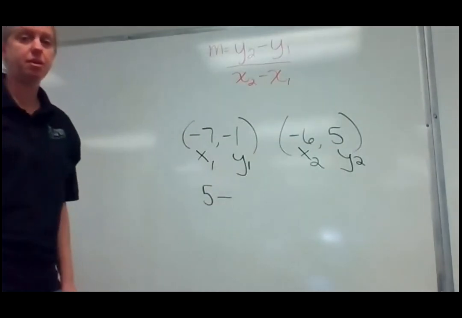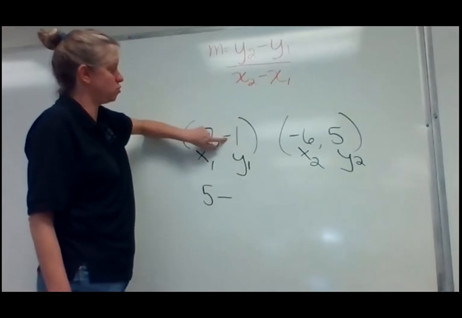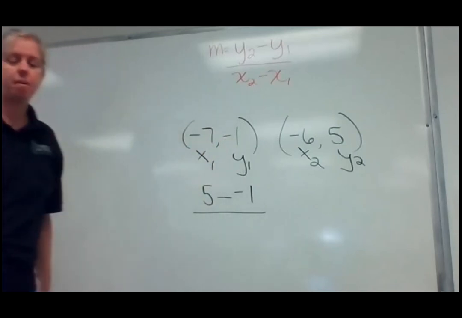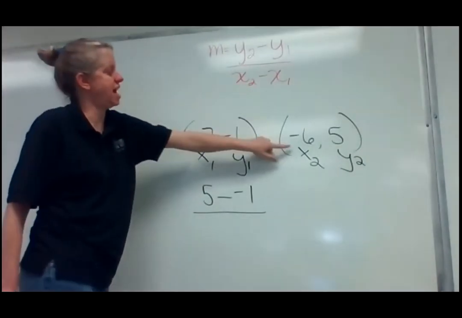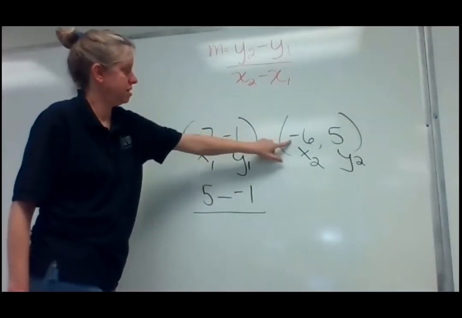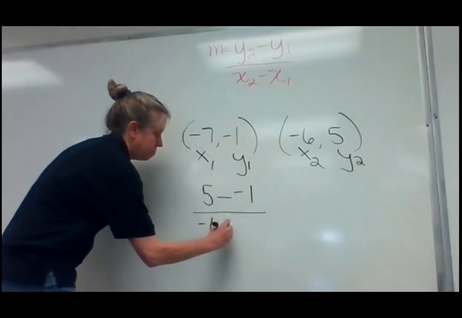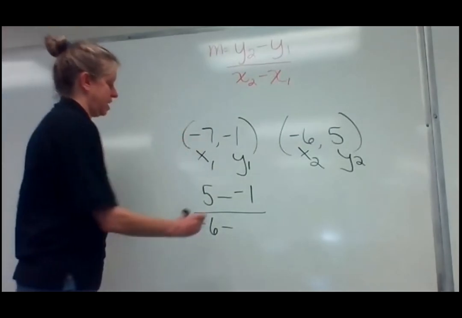Minus, right? Go ahead and put the minus in. Then minus my first y, and my first y is -1. So I should have 5 minus -1 up top. Then the bottom, my second x would be -6 minus my first x would be -7.